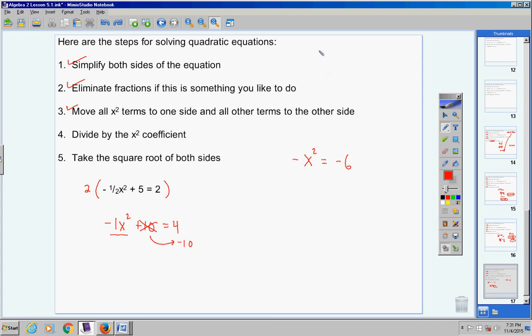Just like in a linear equation, if you have negative x equals -6, you can say, if negative x equals -6, then x equals 6, right? And that's fine. You can say the same thing here. If negative x squared equals -6, then x squared equals 6. That's fine. Or, if you want to, you can put the 1 in right here, and then divide both sides by a -1, okay? Either way is fine. You're left with x squared equals 6. A negative divided by a negative is positive, and 6 divided by 1 is 6.